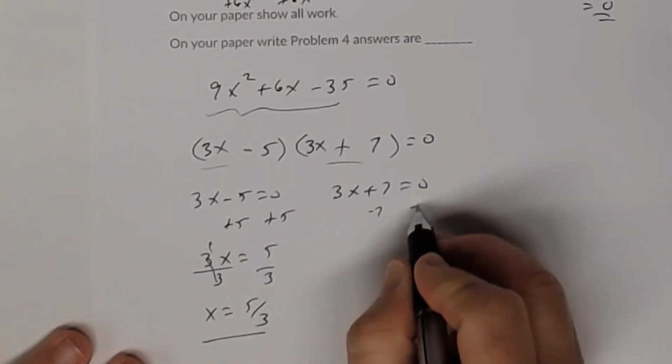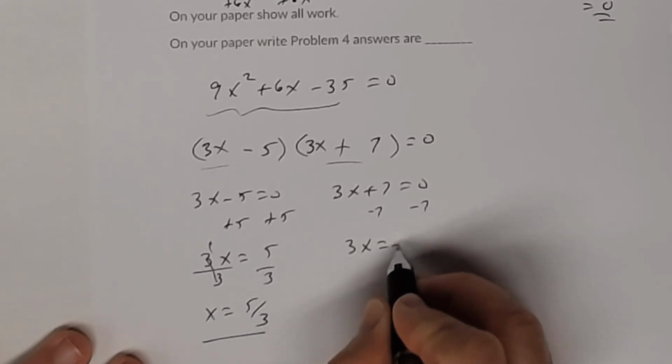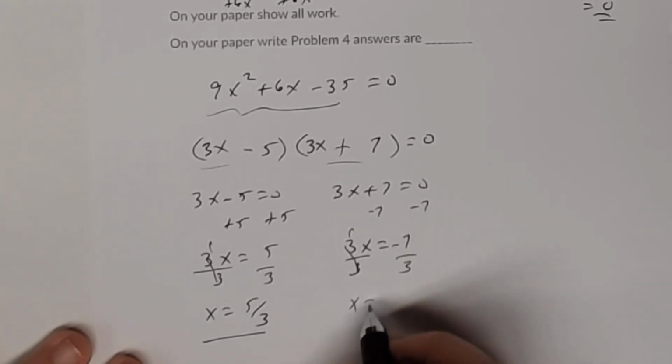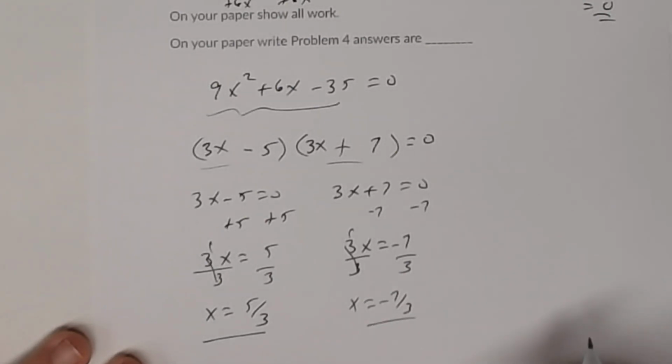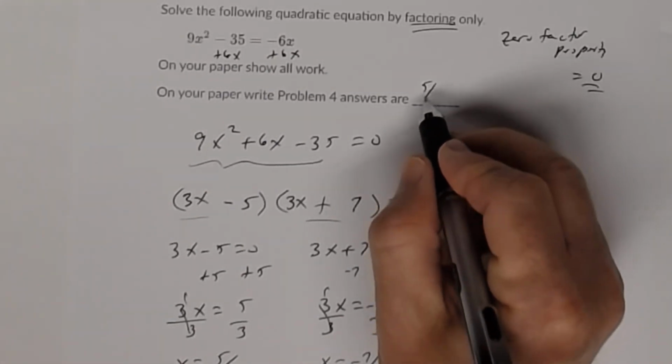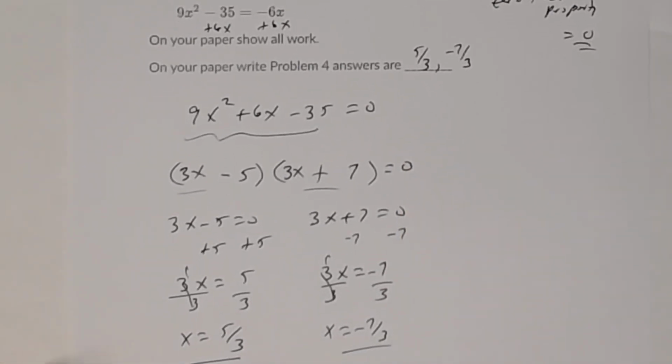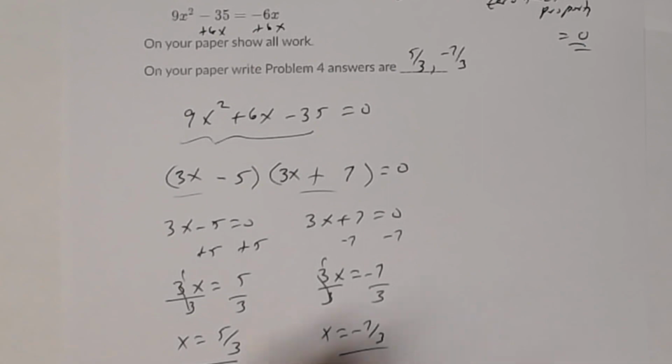Over here, subtract 7 from both sides. I get 3x is equal to negative 7. Divide both sides by 3. I get x to be negative 7/3. All right, and so that's it. So those two are your solutions: a positive 5/3 and a negative 7/3.